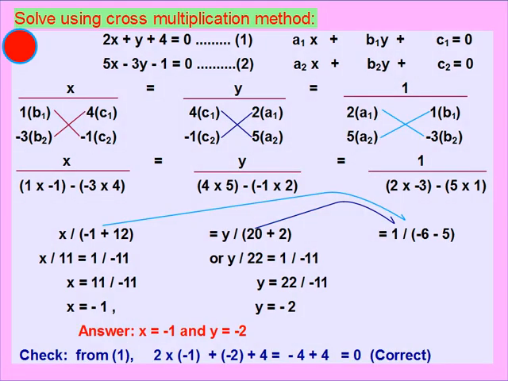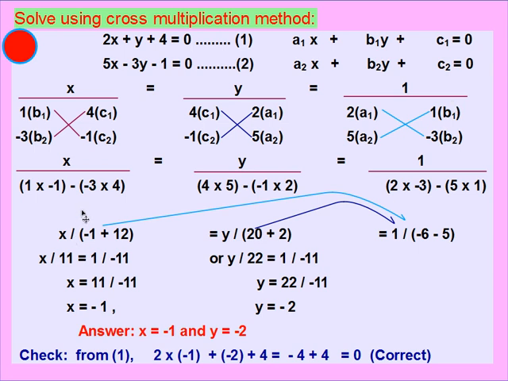Let us do one more question. I have arranged it in the same fashion here also: A1, A2, B1, B2, C1, C2. Write B1, B2, then C1, C2, then A1, A2, with C1, C2 repeated and A1, A2 repeated. x upon B1 into C2 minus B2 into C1. Don't remember B1, B2, please, just understand the arrangement. So 1 upon minus 3. So 1 into minus 1 minus 3 into 4, 4 into 5 minus 5 into 2, 2 into minus 3 minus 5 into 1.